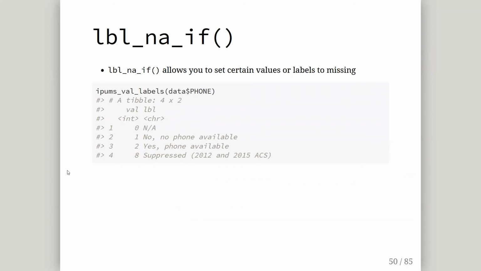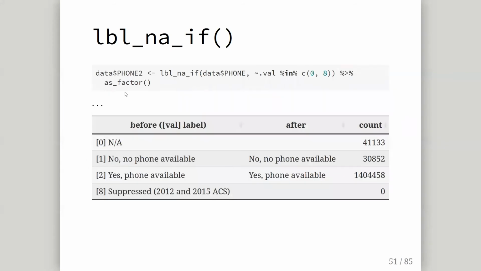So here's another view of the value labels for the variable phone. This time we're pointing to the actual column in the data frame. And that's another way to print out those labels, as long as it's still a Haven labeled column. So looking at these values in the labels, it looks like the values 0 and 8 could really be recoded to missing, because they're not really providing any information about access to a phone. So here's how we do that with LabelNA.